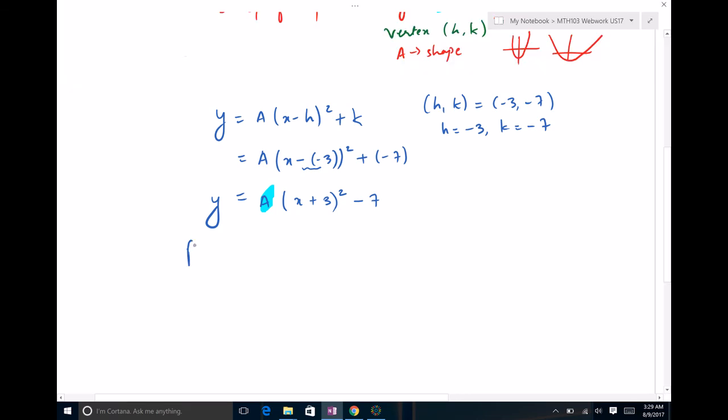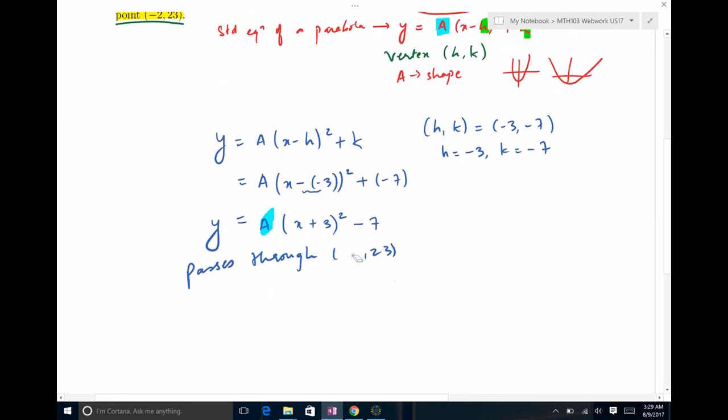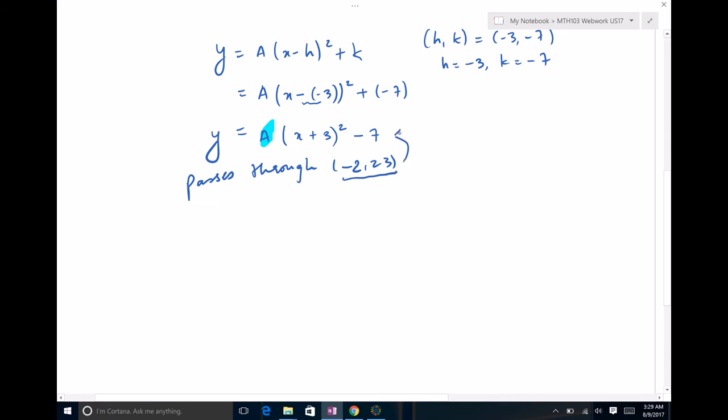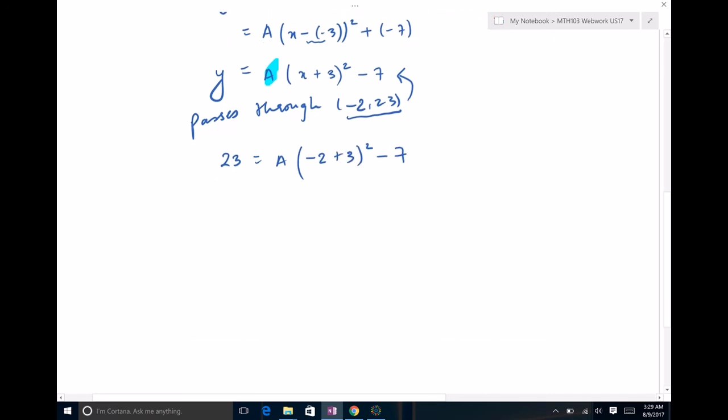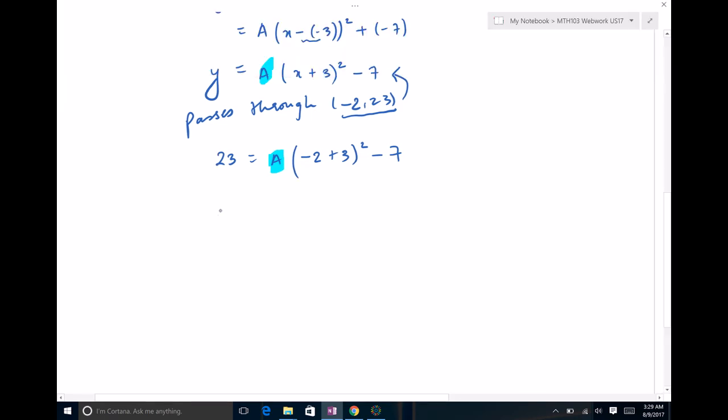Since it passes through (-2, 23), I'm sorry, I'm going to plug this point into this equation and it should make sense. So y is 23 equals a times (x is -2, plus 3) the whole squared minus 7. And this is great because now we have an equation that's just in a, so we should be able to solve for a. Very carefully, I'm going to get rid of the parentheses first.